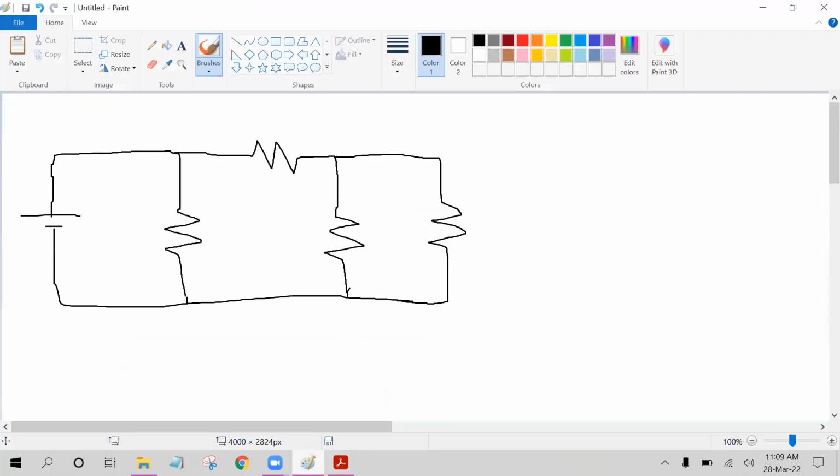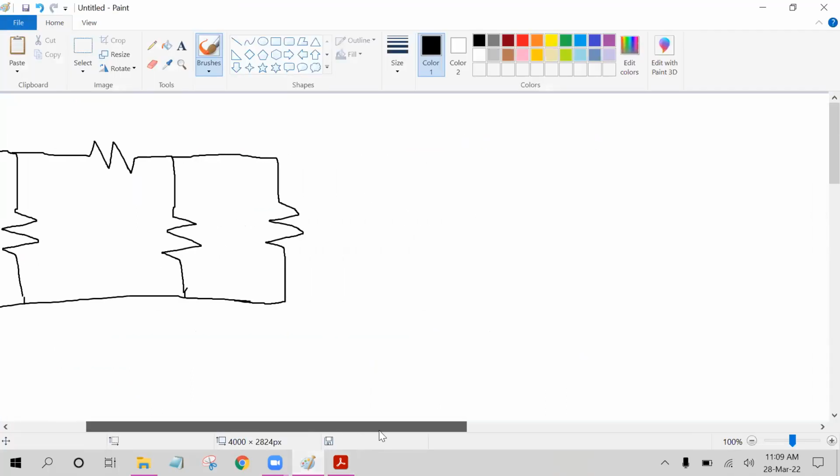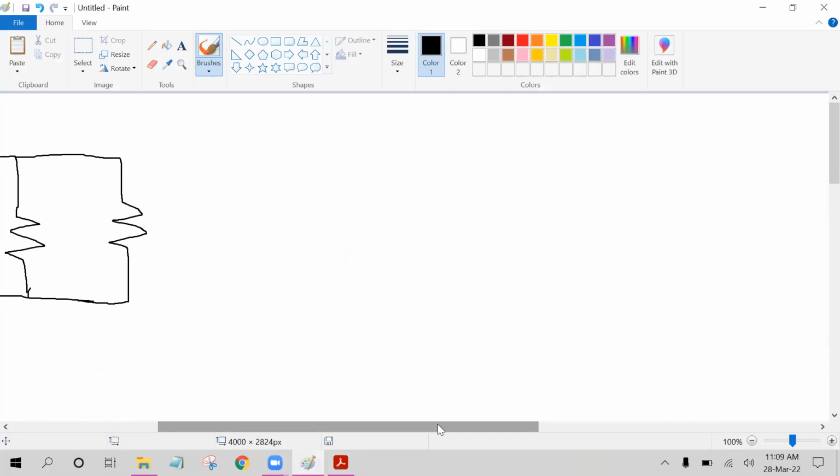Can anyone give an example of a linear element of circuit and a non-linear element? Do you know what is linear element and what is non-linear element? Any idea?